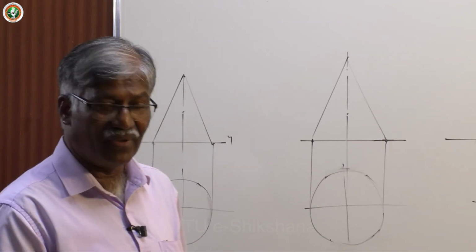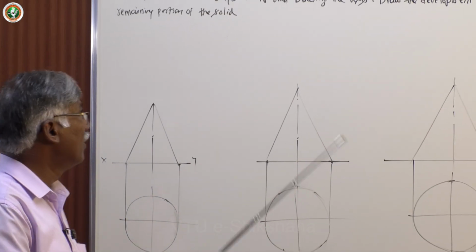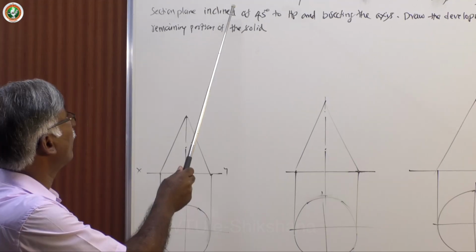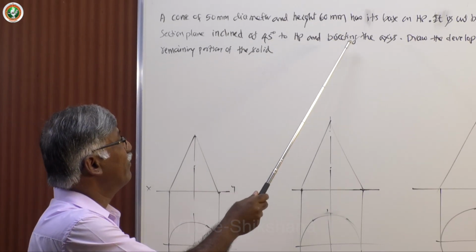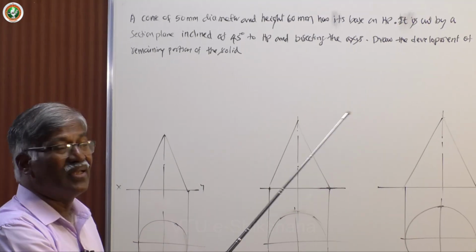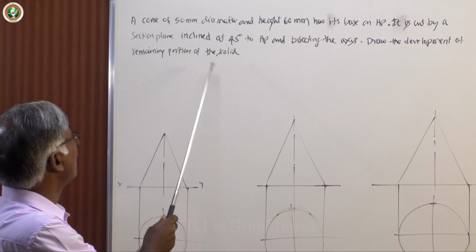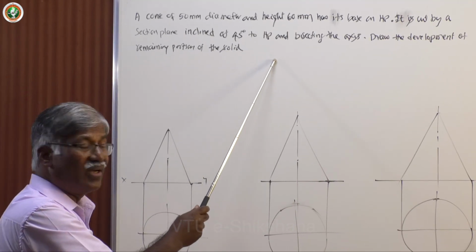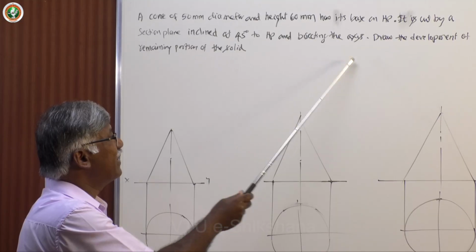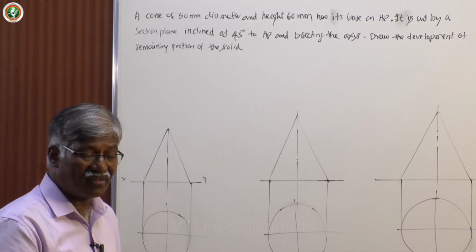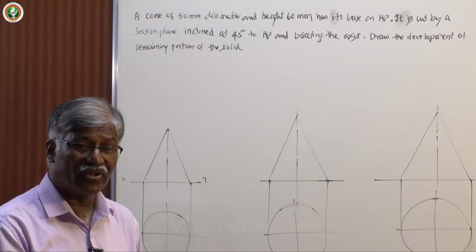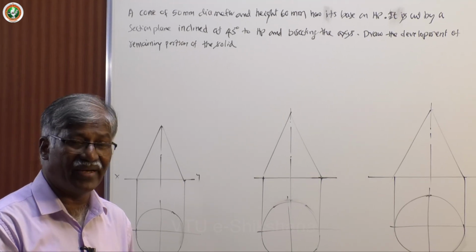Now we have a problem to discuss. A cone of 50 mm diameter and height 60 mm has its base on HP. It is cut by a section plane inclined at 45 degree to HP and bisecting the axis. Draw the development of the remaining portion of the solid, or sometimes they will give the portion containing the base or portion containing the apex.